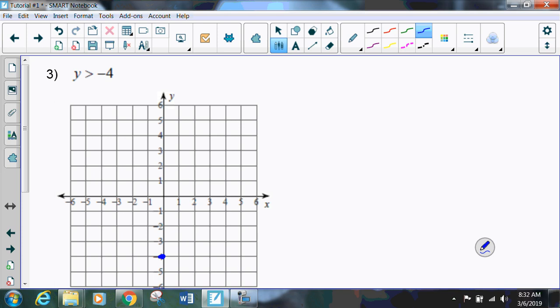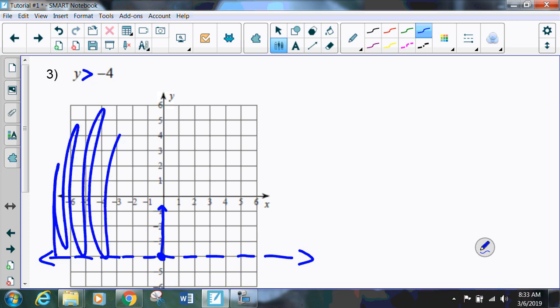That's right, we're going to do a dotted. We see y is greater than the line negative 4. It can't be equal to, so we're going to use dashed or dotted, however we want to say it. And then we'll put our pen or pencil on the y-intercept. It says y is greater than -4. Well, I know all the numbers on the y-axis that are greater than -4 are up. So that means I'm going to shade up.